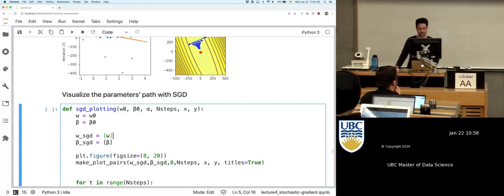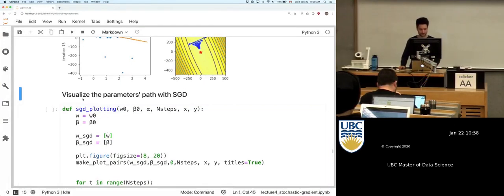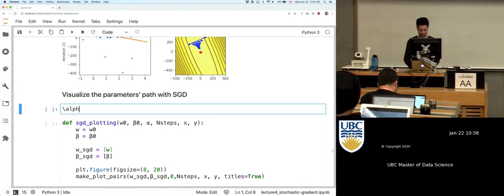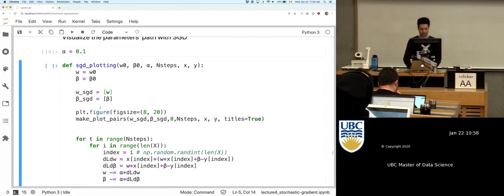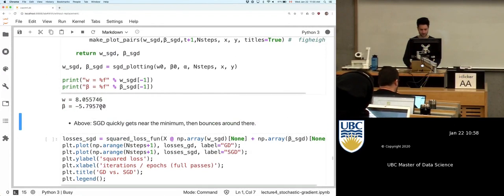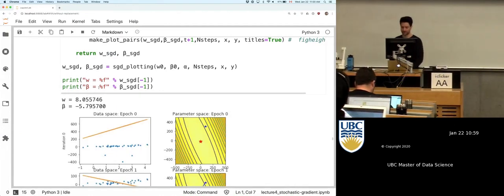Okay, so now I'm just going to do the same visualization that we just did, but with stochastic gradient. And I want to set alpha back to 0.1 so we can compare with the original. Okay, let's just let the code run. So what this is plotting is every epoch.